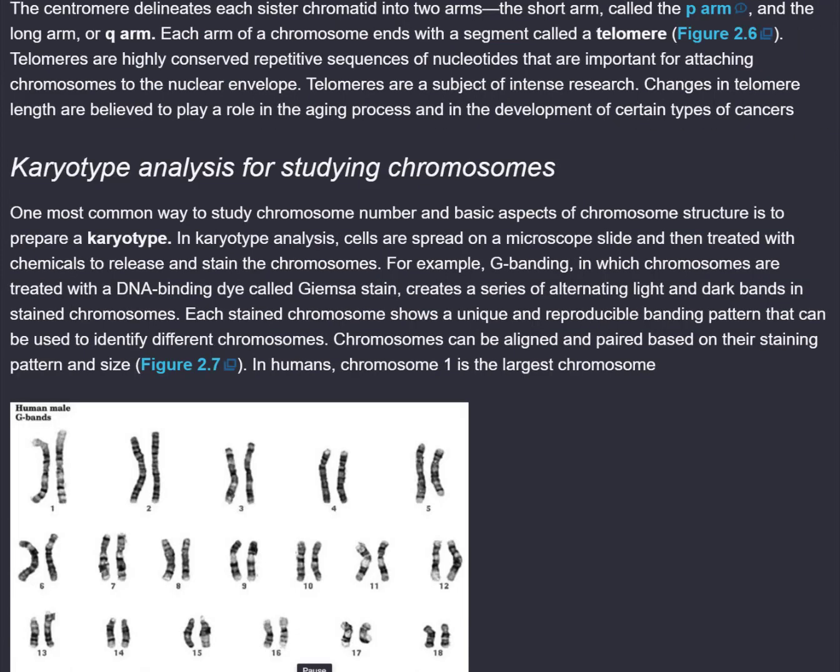The centromere delineates each sister chromatid into two arms: the short arm, called the P arm, and the long arm, or Q arm. Each arm of a chromosome ends with a segment called a telomere, Figure 2.6. Telomeres are highly conserved repetitive sequences of nucleotides that are important for attaching chromosomes to the nuclear envelope. Telomeres are a subject of intense research. Changes in telomere length are believed to play a role in the aging process and in the development of certain types of cancers.